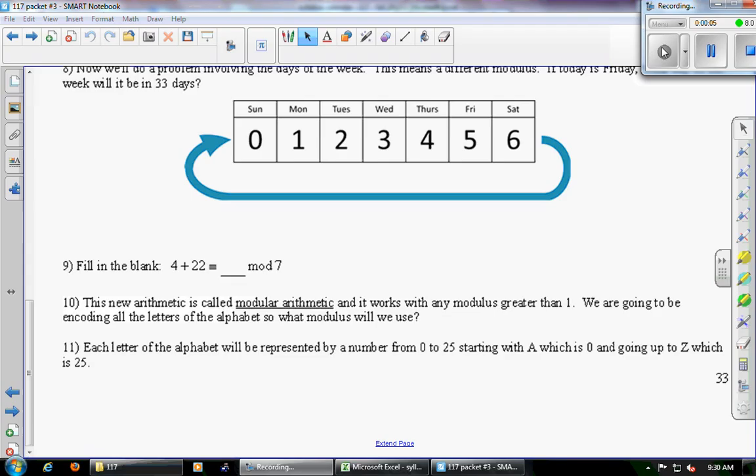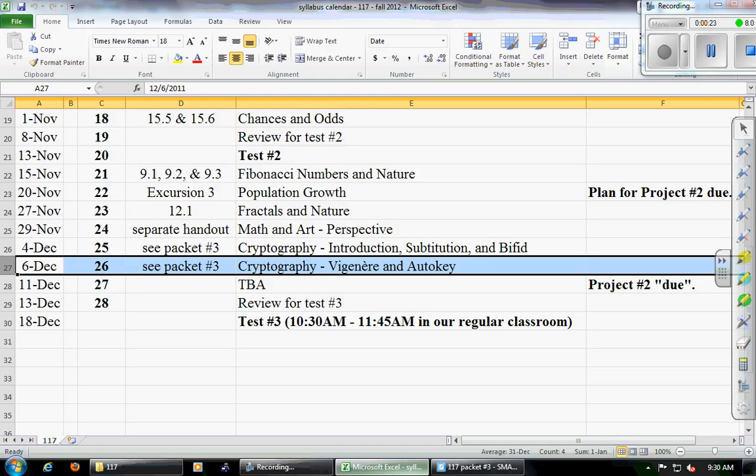So let's go ahead and get started. We open to page 33 today. And while we're doing that, we'll take our quick look at the calendar. Today is the last day of new material for this class for the semester. It's our second day on cryptography.